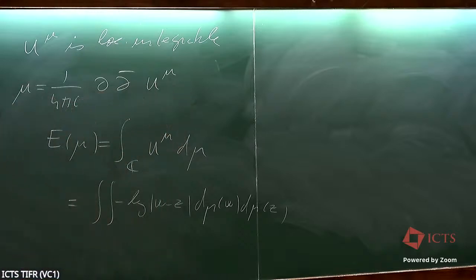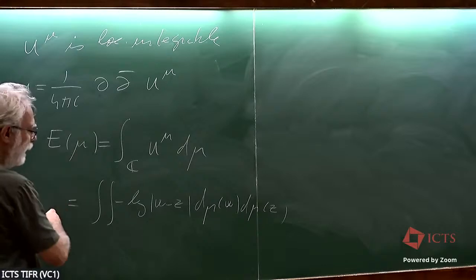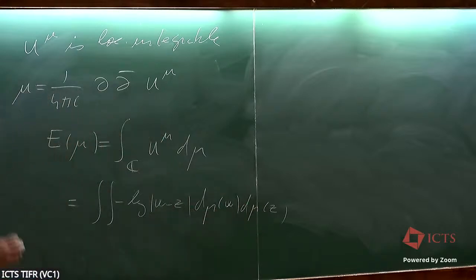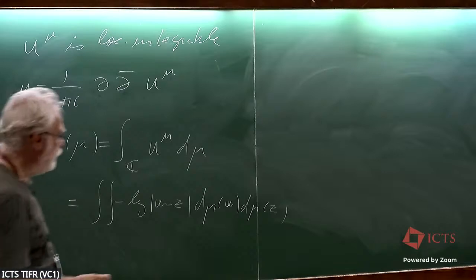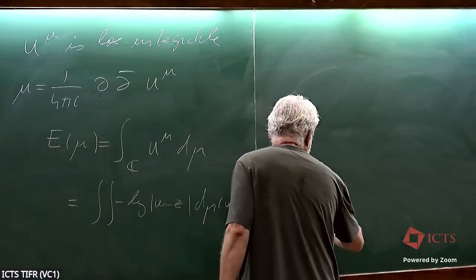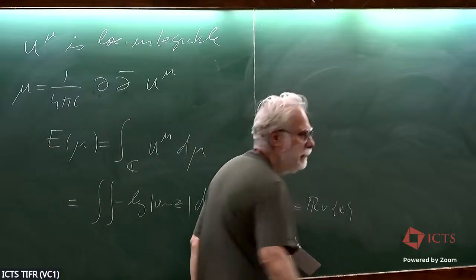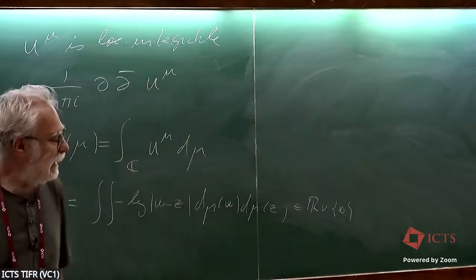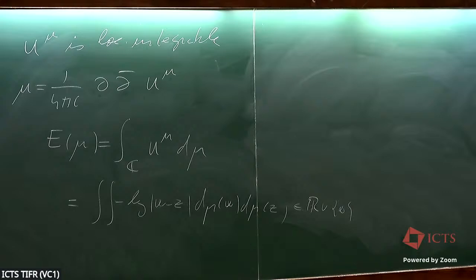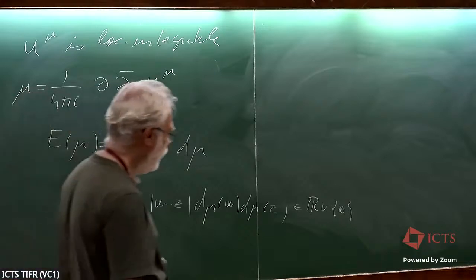Okay, and then I can define the energy of the measure as this double integral, and this is again an element that can be in R union infinity.